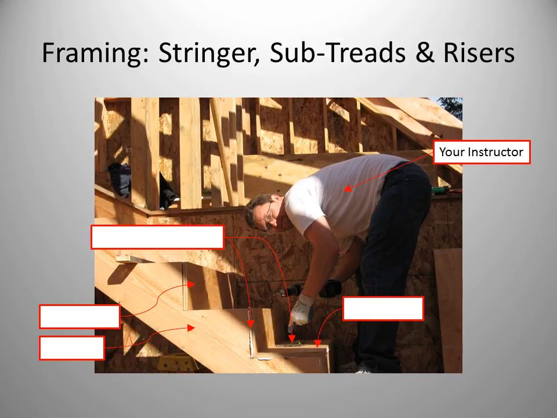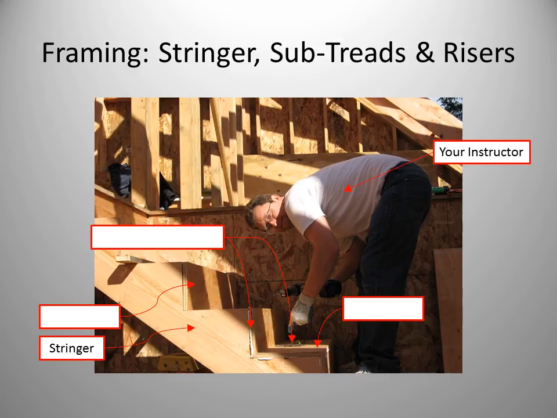Here I am installing a stair. The stringer is the first piece to be installed. Typically, a stringer is made from 2x12 or wider material, or sometimes LVL, laminated veneer lumber, because of its straightness and strength.